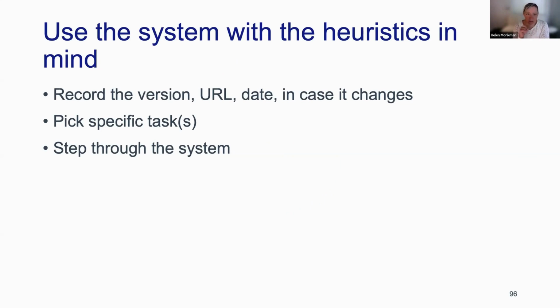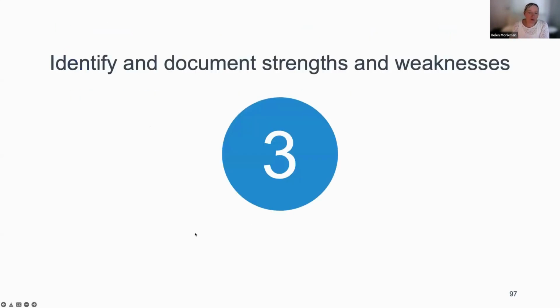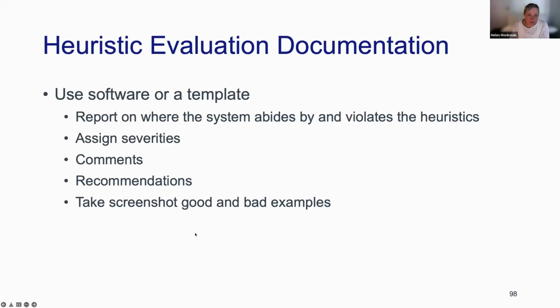And then you step through the system, click step by step, and figure out where you need to go to do stuff. Then, like I said, you want to identify and document the strengths and weaknesses. In this case, you can use software or a template if you want, and you're going to say where it's doing really well and the heuristic is great. And then you also want to say where it violates a heuristic. It sounds so severe, where it goes against what the heuristic says, and then assign severities to each of the issues. You don't do that with the ones that are good, because they are not severe. So you don't have to fix any of those problems.